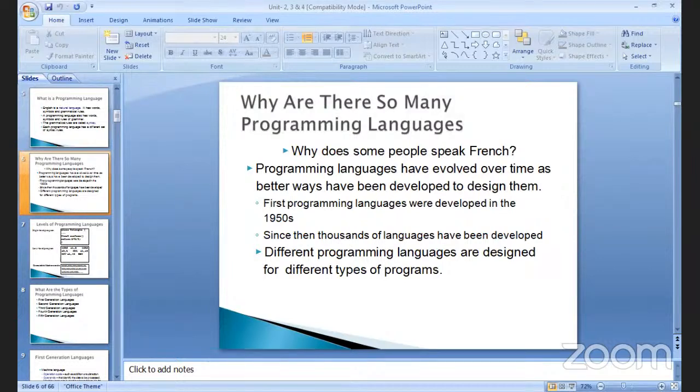Programming languages have evolved over time as better ways have been developed to design them. The first program was developed in the 1950s. From then until now, different types of languages have been developed. Different programming languages are designed for different types of programs.